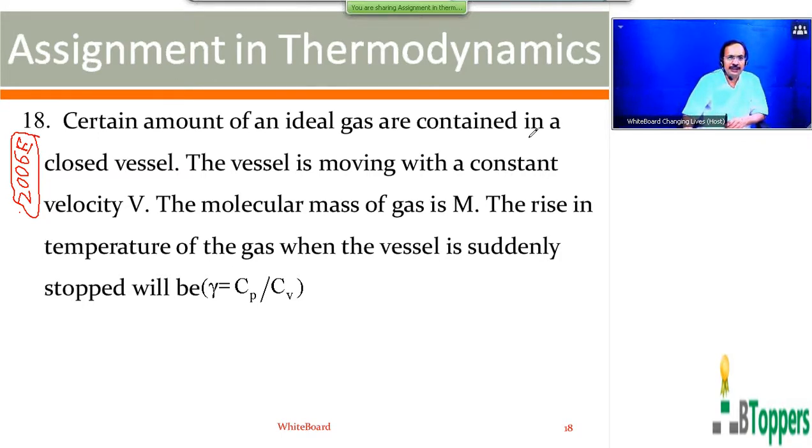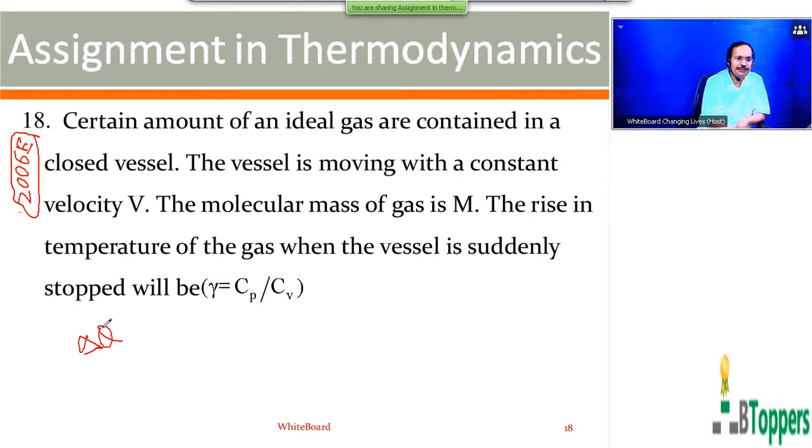So look at the problem here. A certain amount of ideal gas is contained in a closed vessel. The vessel is moving with a constant velocity v. The molecular mass of the gas is capital M. The rise in temperature of the gas when the vessel is suddenly stopped will be. So here the volume of the gas in the vessel can be assumed to be constant. Therefore, when the vessel is stopped, the kinetic energy lost by the vessel can be assumed to be converted into heat and given to the gas.